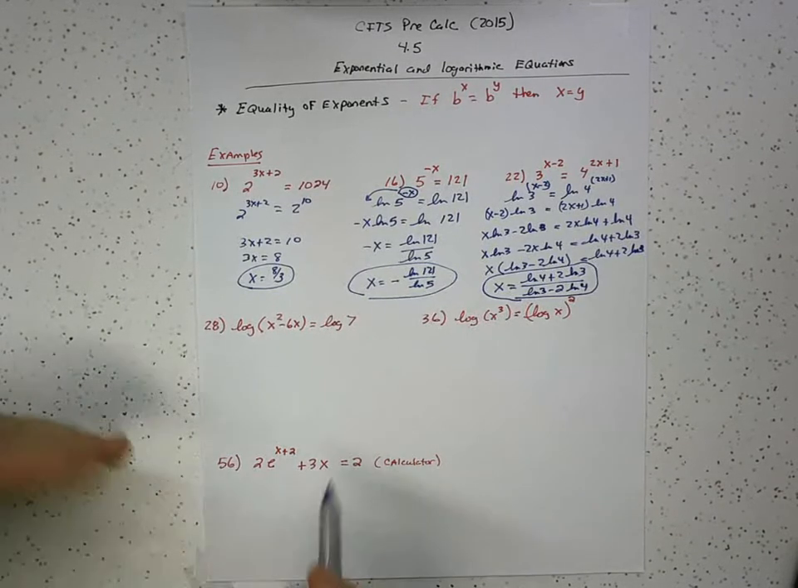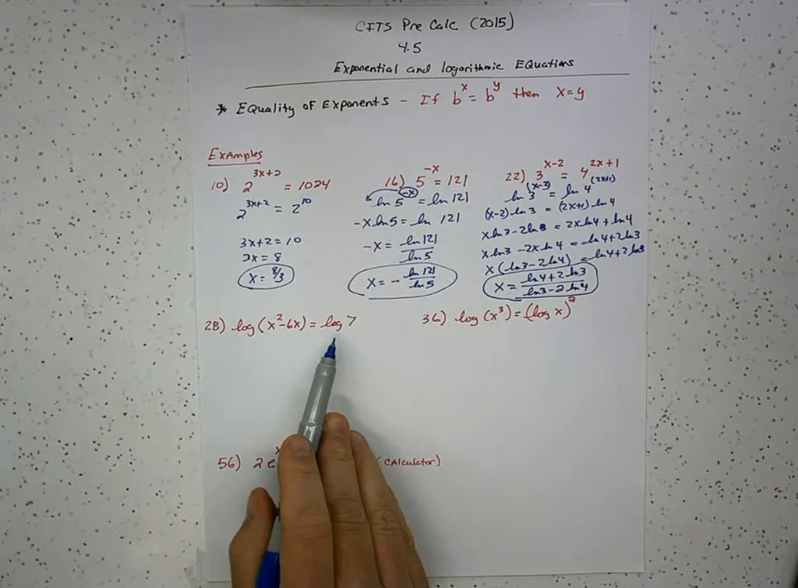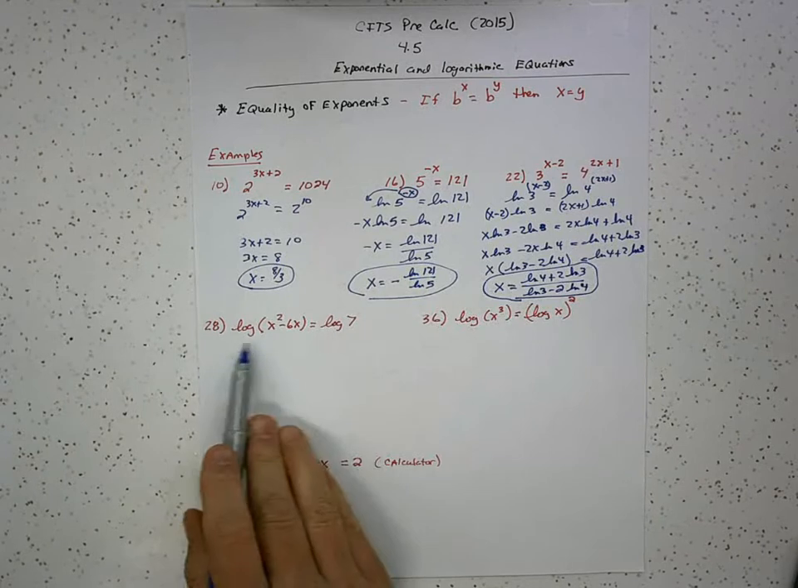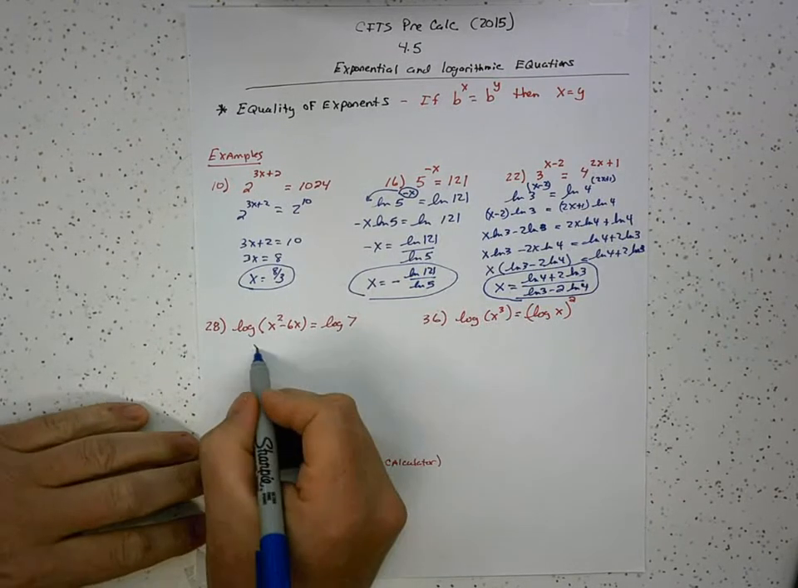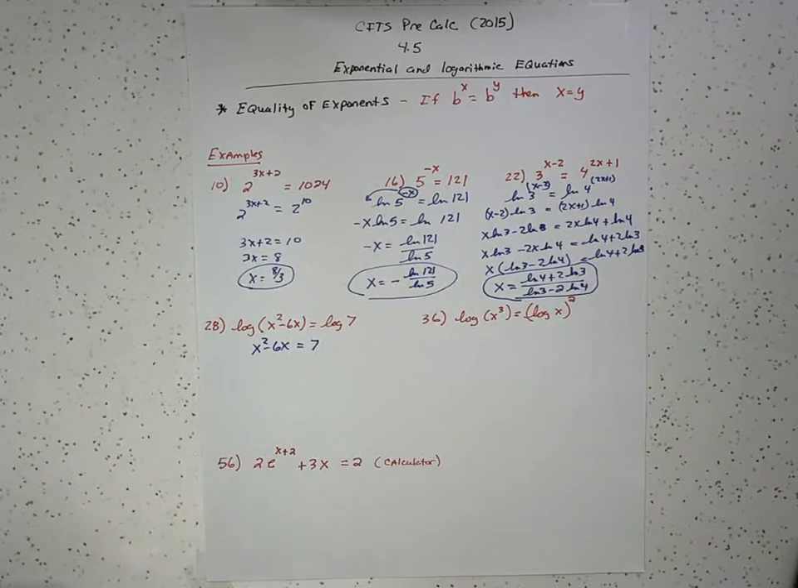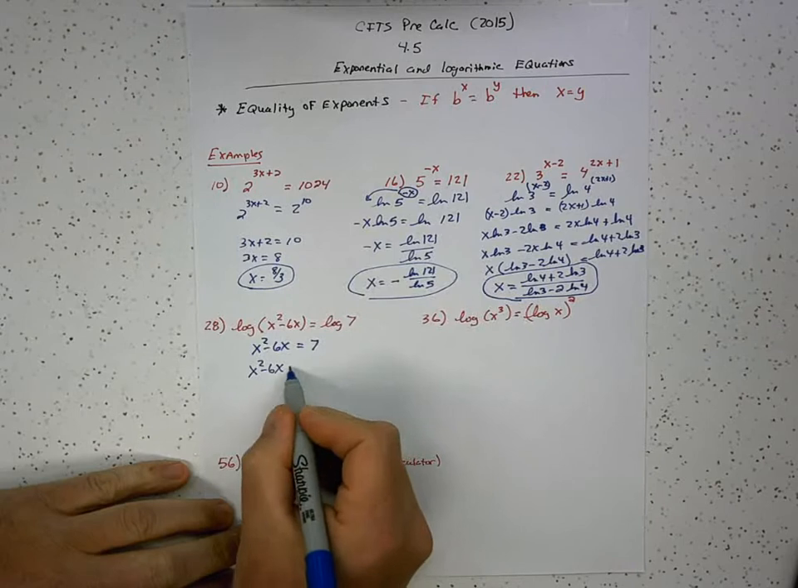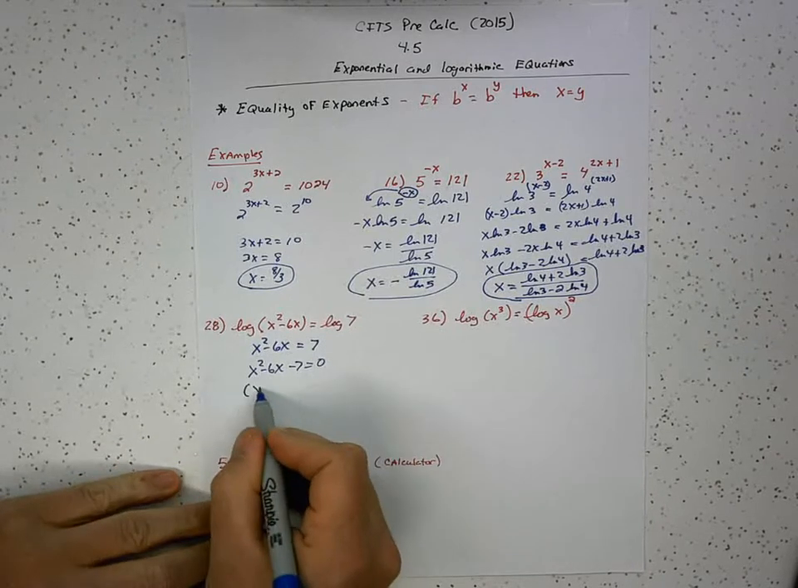Number 28, we have logarithms on both sides. Well, we had a rule in a previous section that said if we have the log of the same base on both sides, we can just take what they're logs of and set them equal to each other. So I can solve this out. It's quadratic, so I get everything to one side.